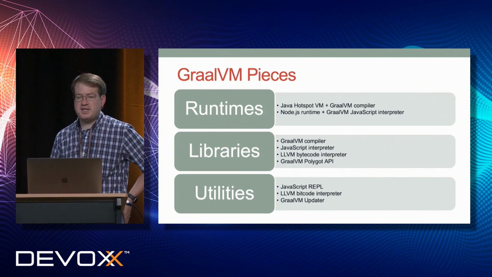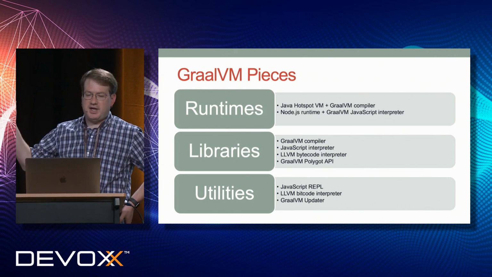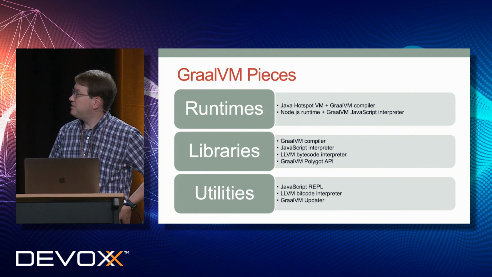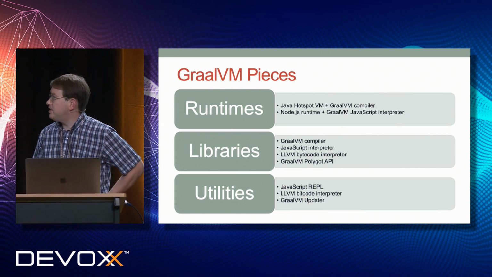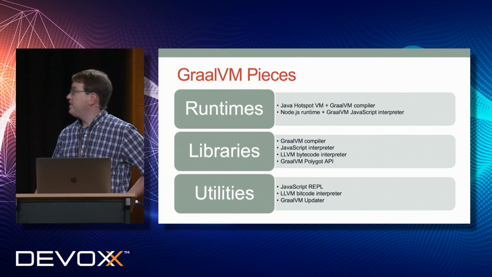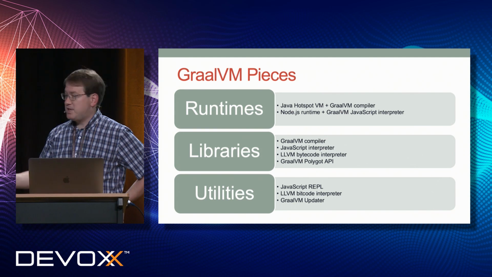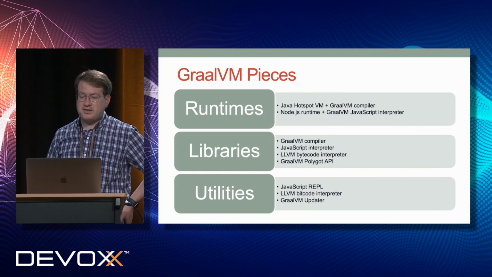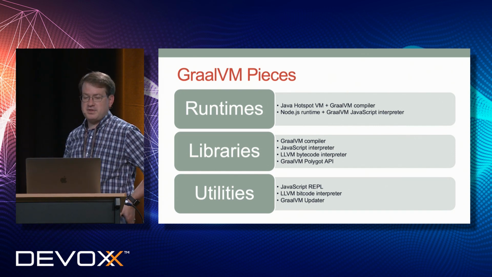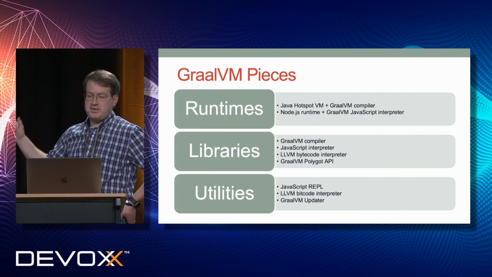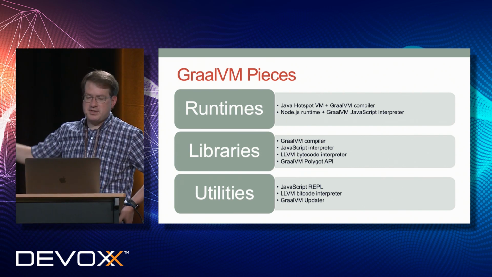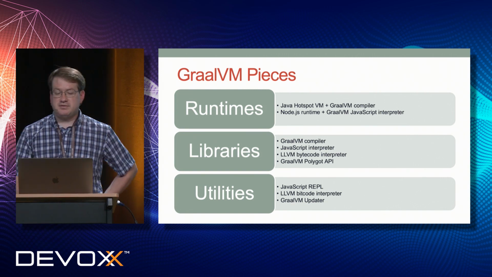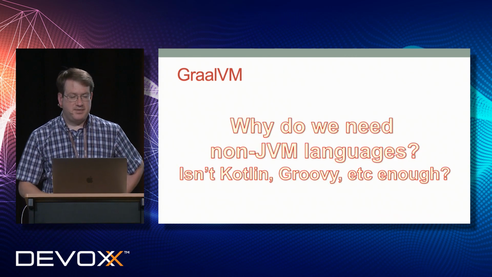So the Graal runtime pieces: we've got two runtimes immediately available, the Java HotSpot VM with the GraalVM compiler, and the Node.js runtime with the GraalVM JavaScript interpreter. Those come with it out of the box. And then you've got the libraries, which are just the different jar files with the GraalVM compiler, the JavaScript interpreter, the LLVM bytecode interpreter, etc. And then you've got a series of utilities, the JavaScript REPL, the bitcode interpreter, and also the GraalVM updater. So those are the three main pieces.